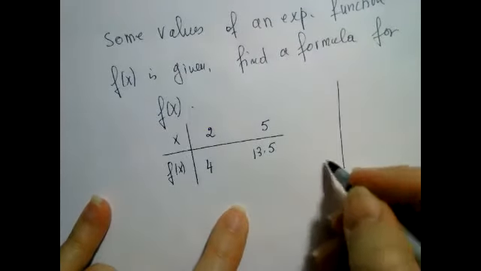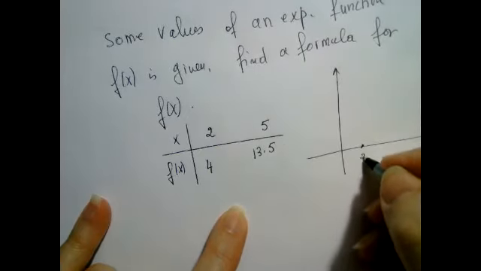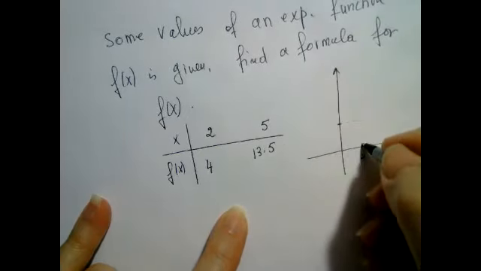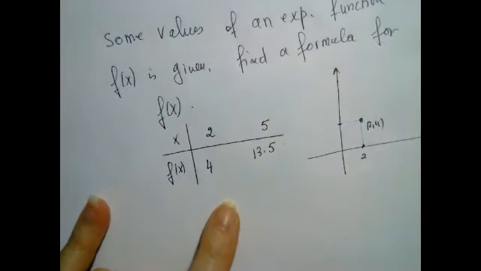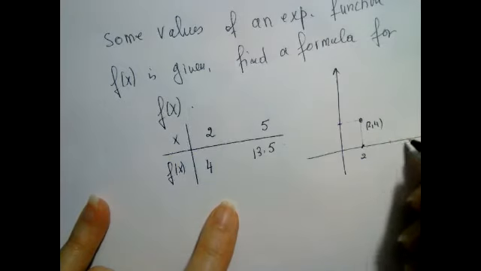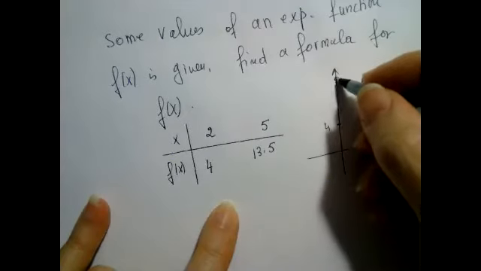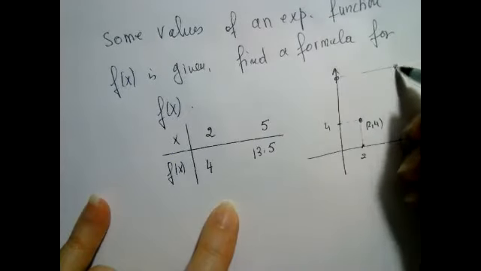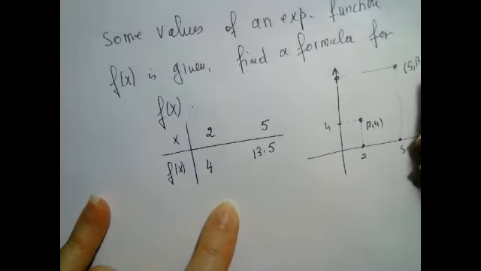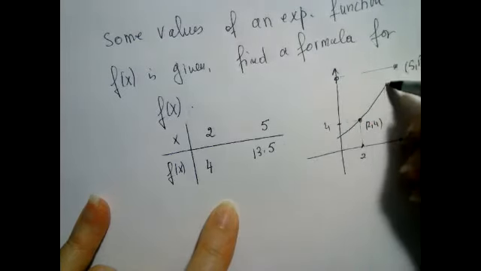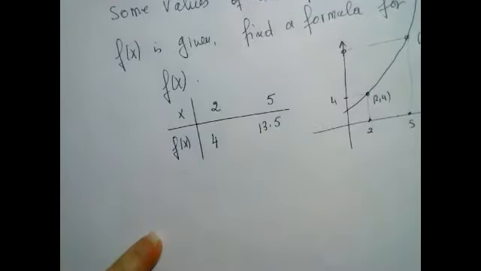So if I'm plotting those points, if x is 2, my function takes the value 4. So that's a point here, 2, 4. At 5, the function takes 13.5. So this is my second point. So this is the function I'm working with. And the question, find a formula for f.